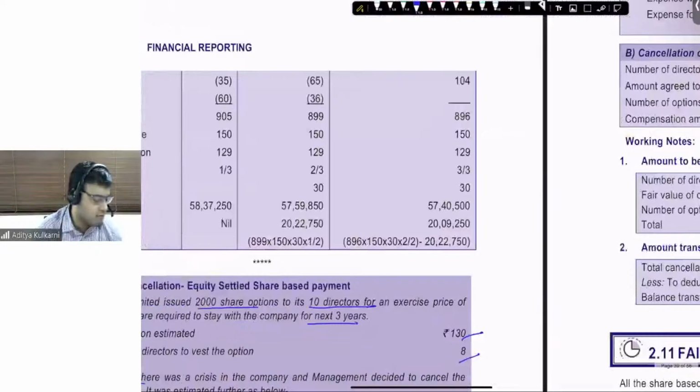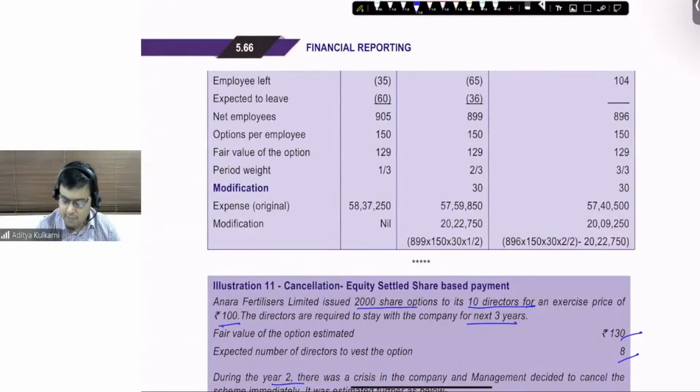Last part is modification. Can options be modified? Yes, provided it is for the benefit of the employees. So benefit of employees means what? Benefit of employees means that the incremental fair value is positive. Sir, what is incremental fair value? On the date of modification, you will compare the fair value of the revised option with the fair value of the original option on the date of modification. That increment, if it is positive, it's beneficial to the employee.